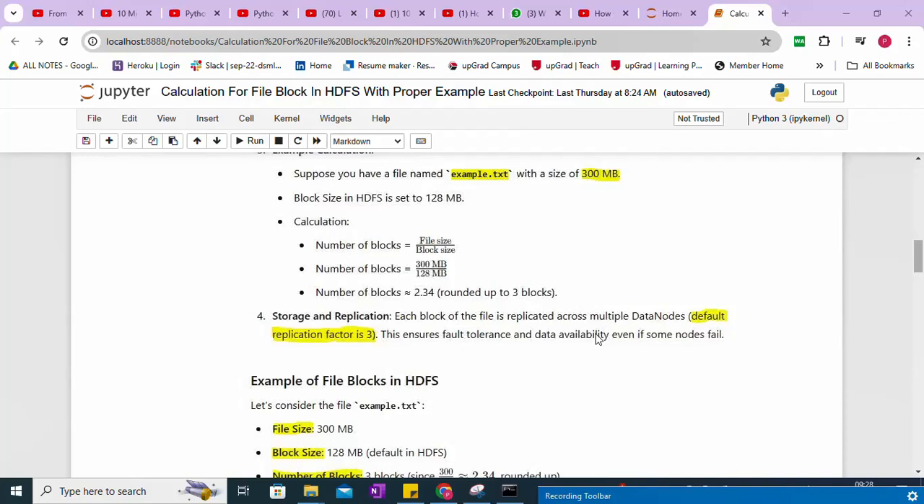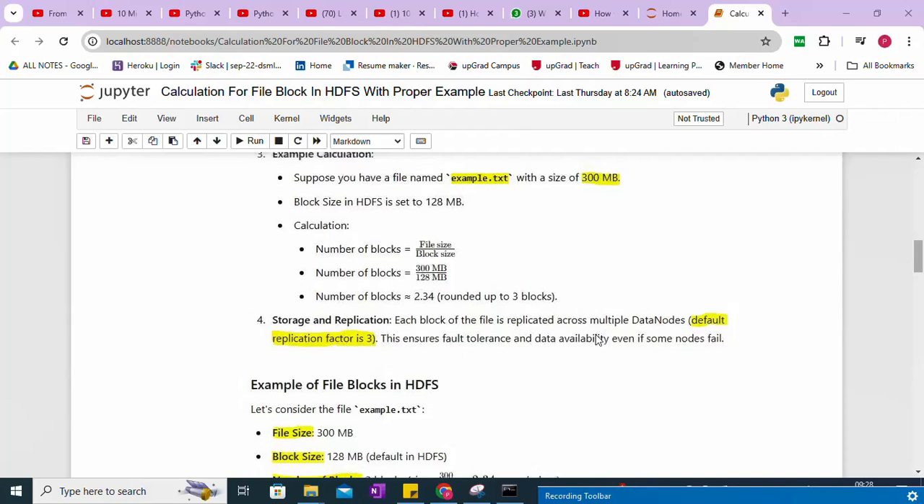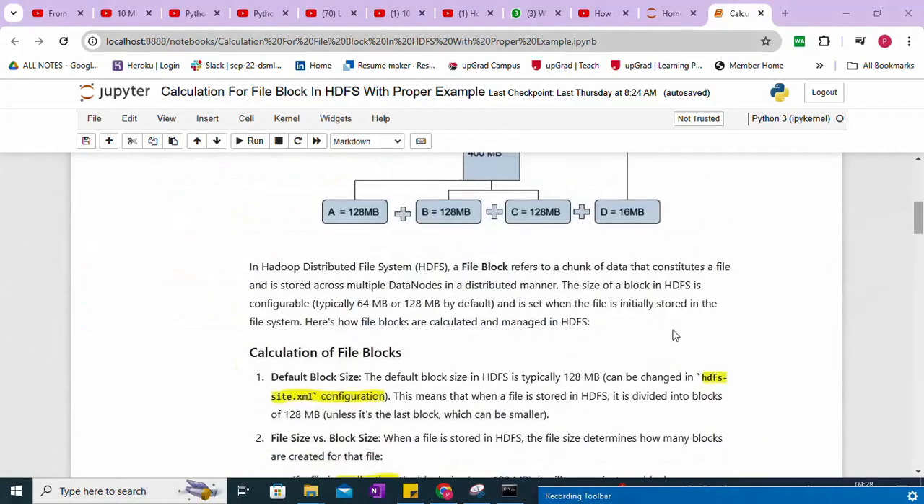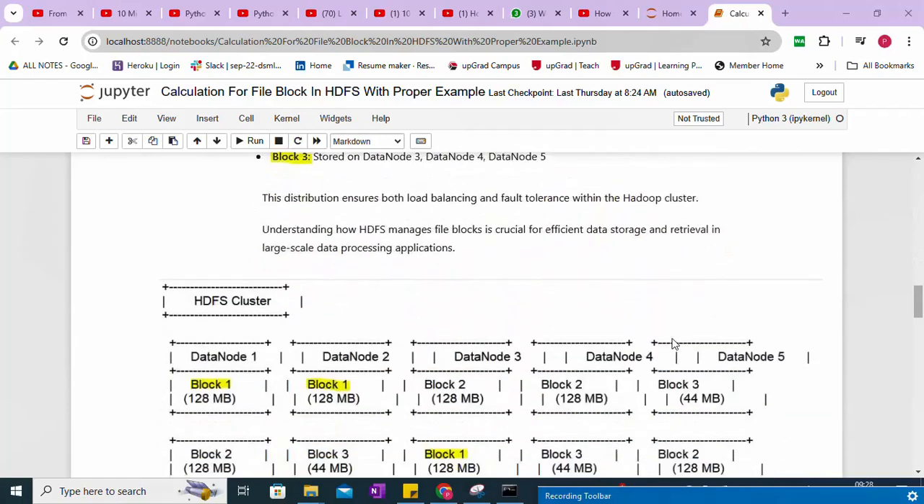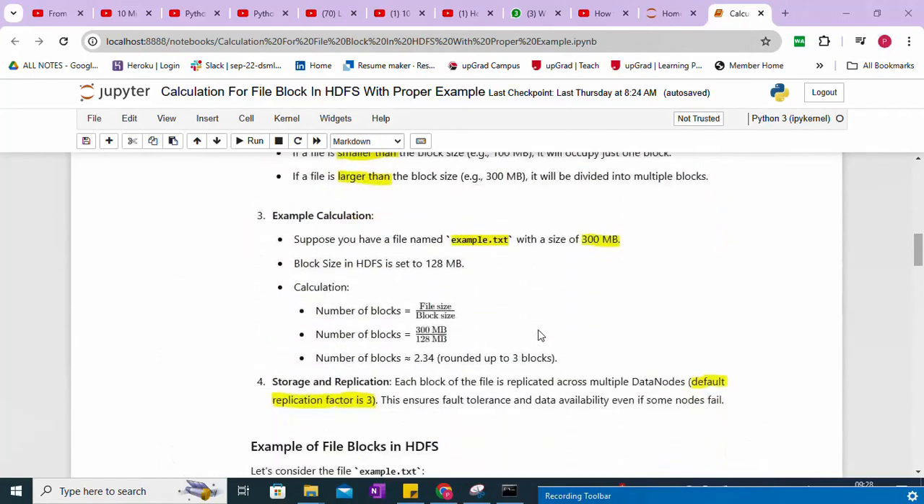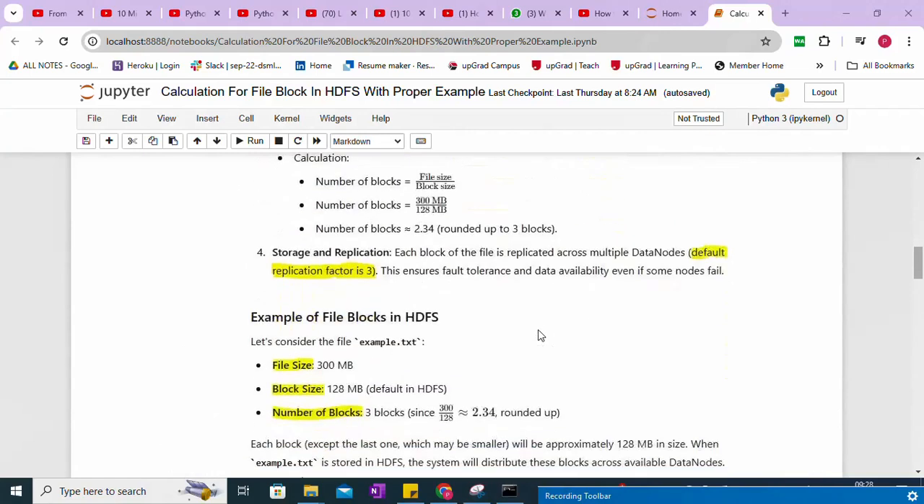Let's talk about storage and replication factor. I'm talking about how much memory it will occupy in HDFS. That we can discuss by taking the help of a replication factor, guys. Okay. Now see, what is replication factor?